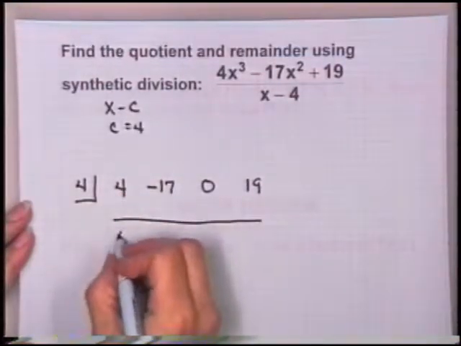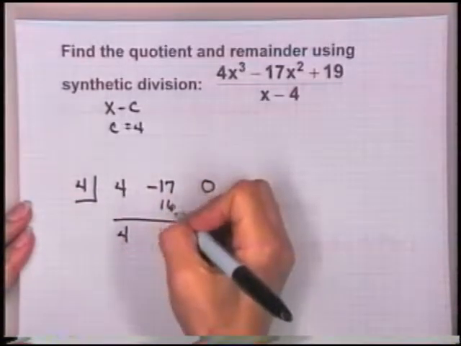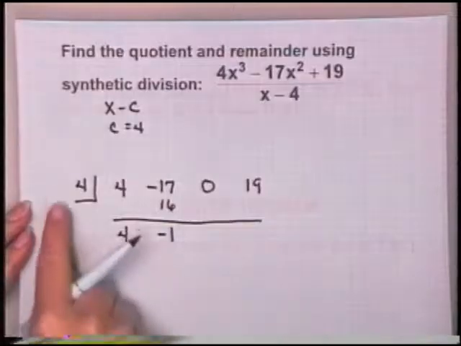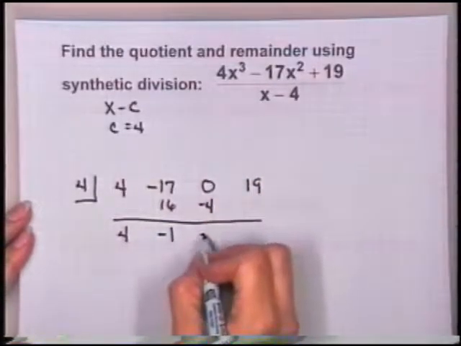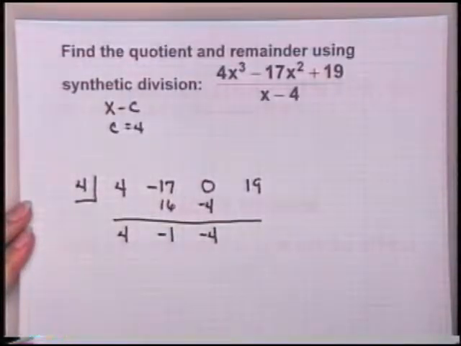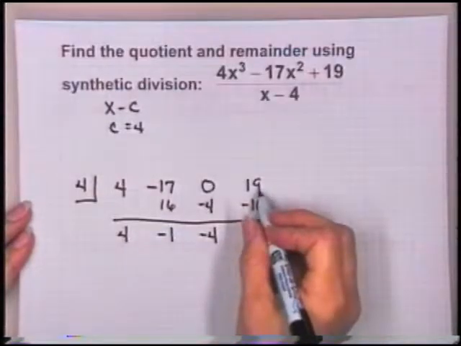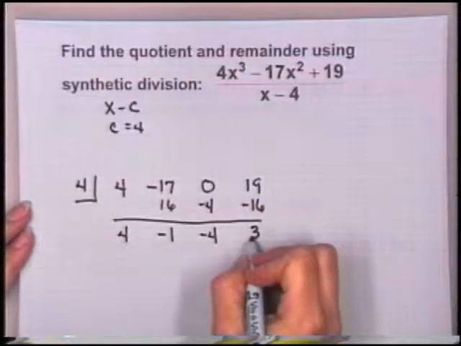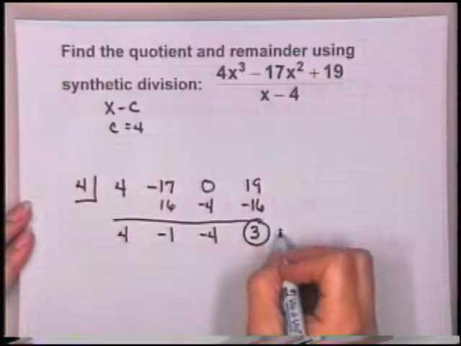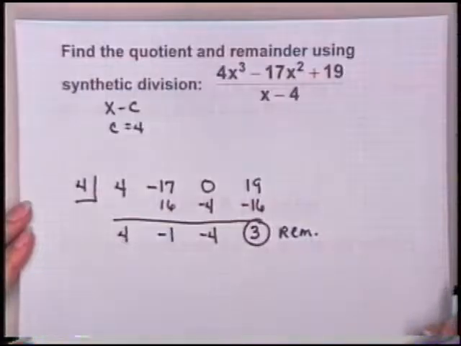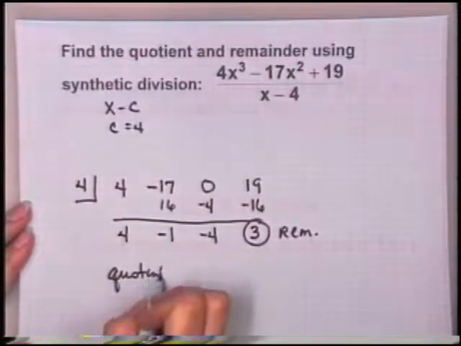Okay, now what are we going to do? We're going to bring the 4 down, then we multiply. 4 times 4 is 16. Adding these, I get negative 1. Multiply, I get negative 4. Adding 0 and negative 4, I get negative 4. Multiply again. 4 times negative 4 is negative 16. 19 minus 16 is 3. Okay? Now, what's this last number? That's the remainder, right?